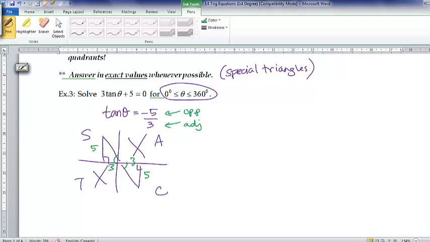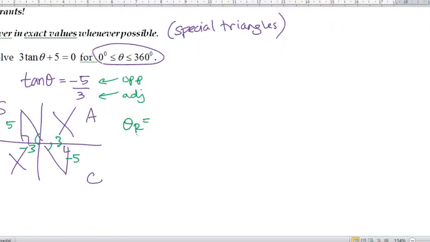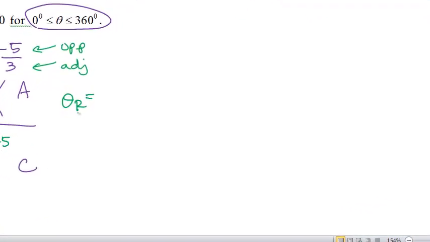Now in quadrant 2 here, the negative would be on the 3, and in quadrant 4 it would be on the 5. But that doesn't really make a difference for our particular purposes. Okay, find the reference angle. Now in this case we don't have a special triangle. 3 and 5 are not any of those special numbers. So I'm just going to use my calculator and do inverse tangent of my ratio, ignoring the negative, because we already took care of that.